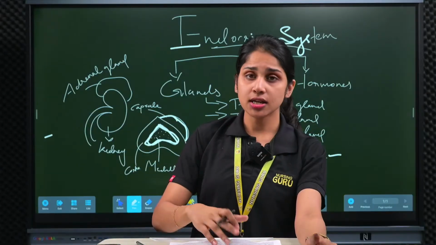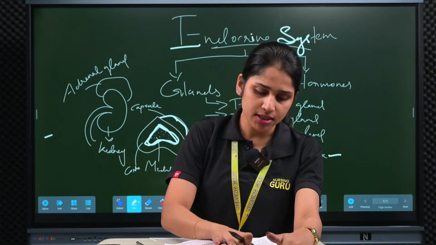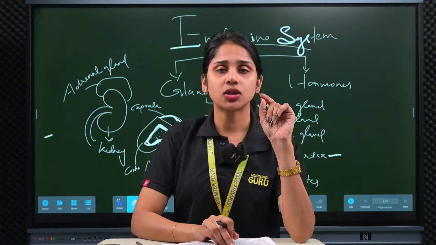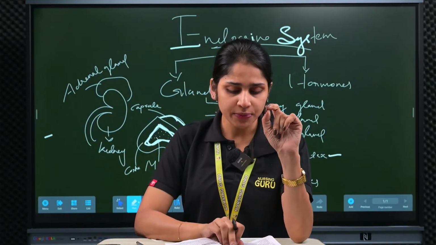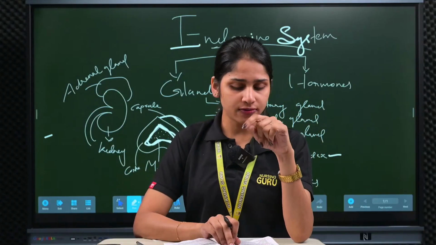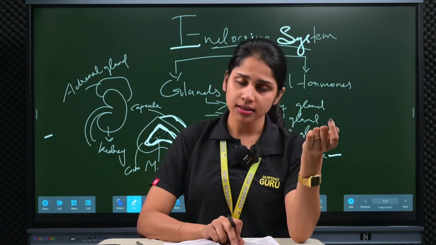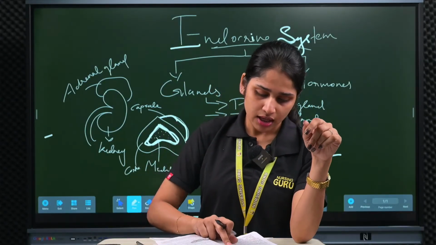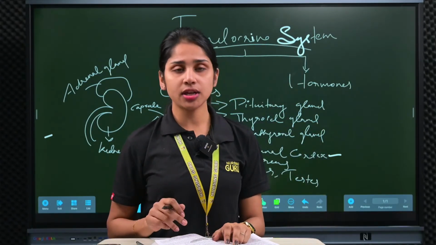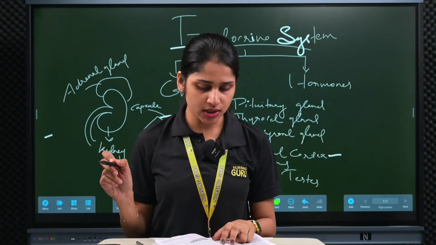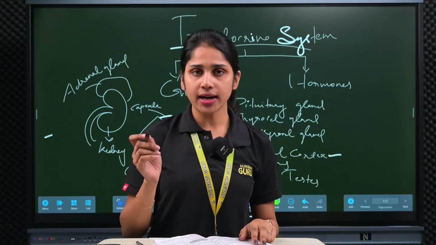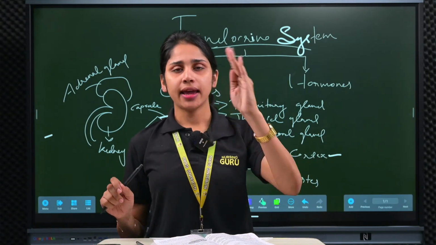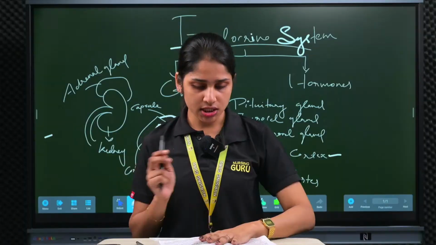Structure, how does it look? The pancreas is a retroperitoneal gland which is 12 to 15 centimeter long and 2.5 centimeter thick. It is present posterior to the greater curvature of the stomach, and it is divided into head, neck, body and tail. So, it has 4 parts: head, neck, body and tail.